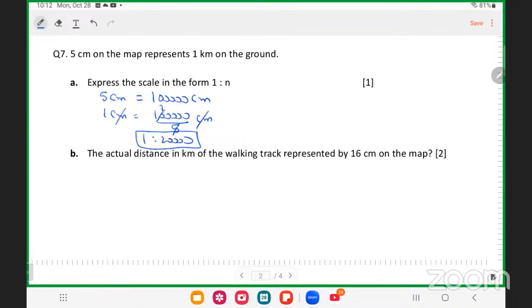The actual distance in kilometers of the walking track, which is represented by 16 centimeters on the map. So 16, whenever you have to go from map to actual, you multiply by the scale. So 16 into 20,000 is 320,000 centimeters, which is same as 3.2 kilometers.